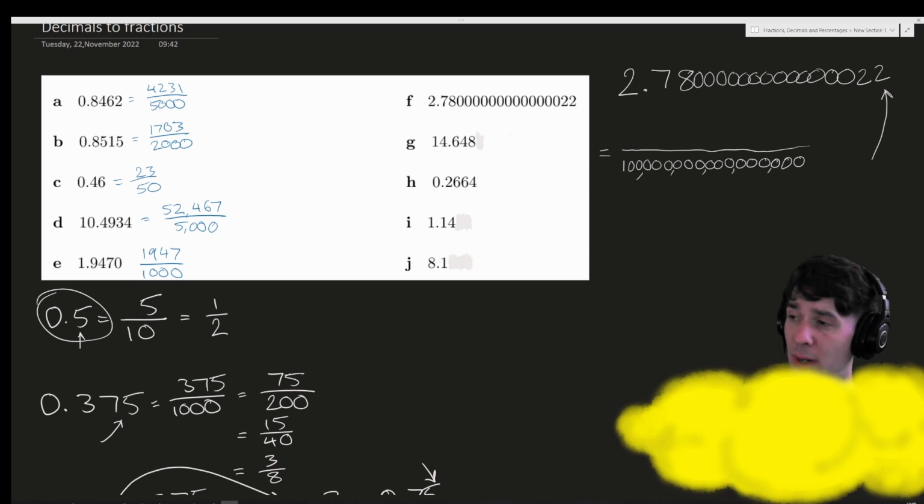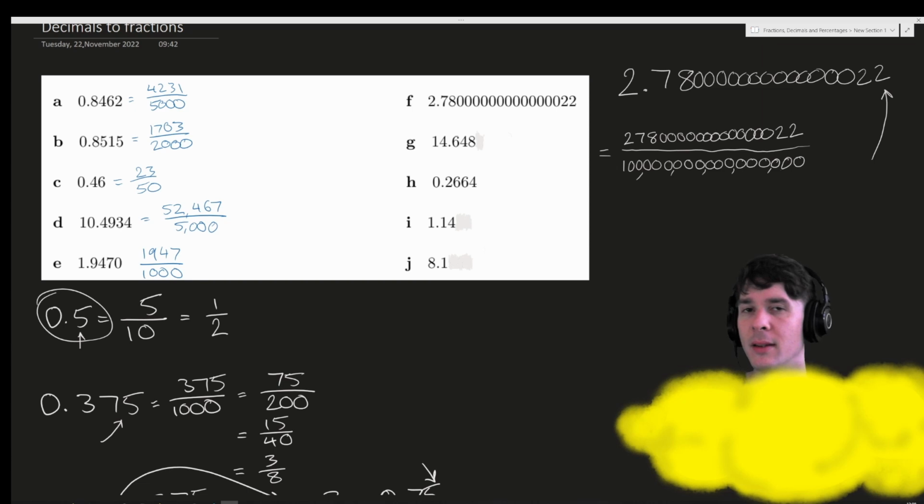All right, and so our numerator is going to be 278 followed by 13 zeros. 1, 2, 3, 4, 5, 6, 7, 8, 9, 10, 11, 12, 13, and 2, 2's. Okay, this is a fraction, so technically we could say we're done. But I'm going to simplify this by dividing top and bottom by 2.